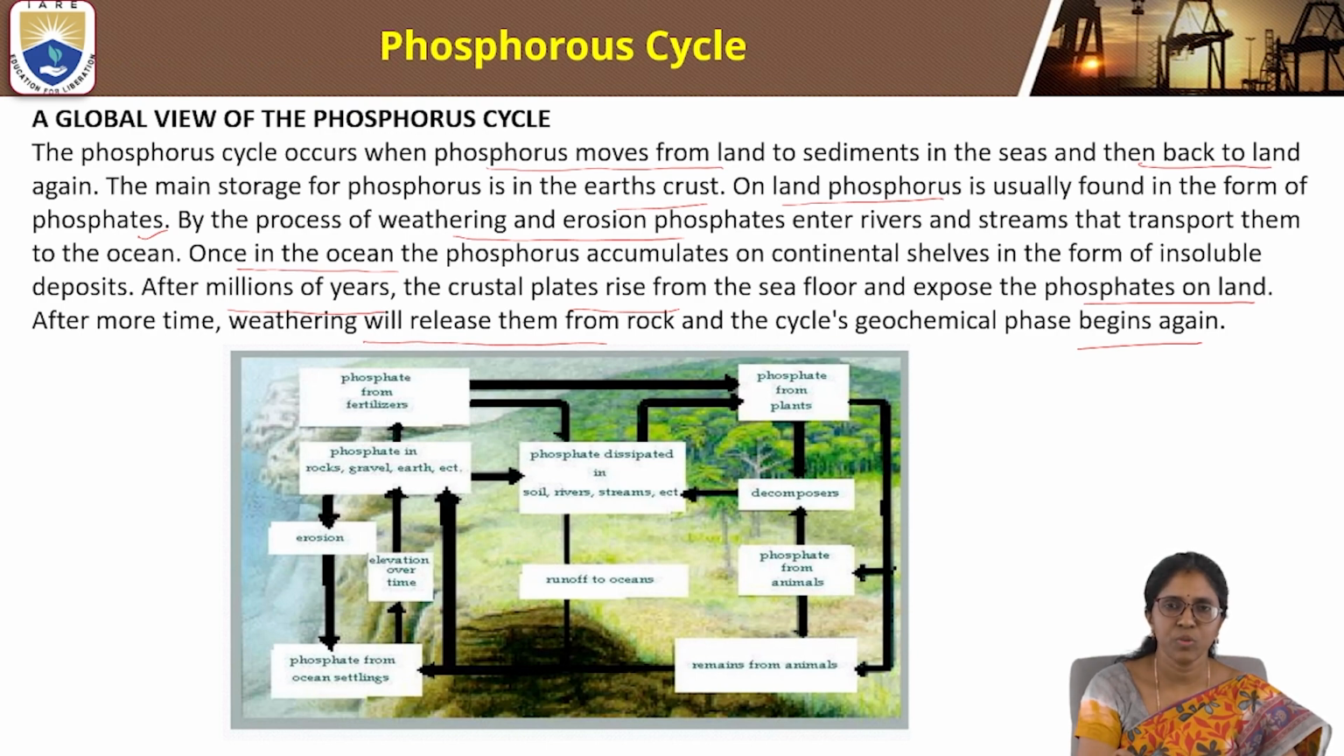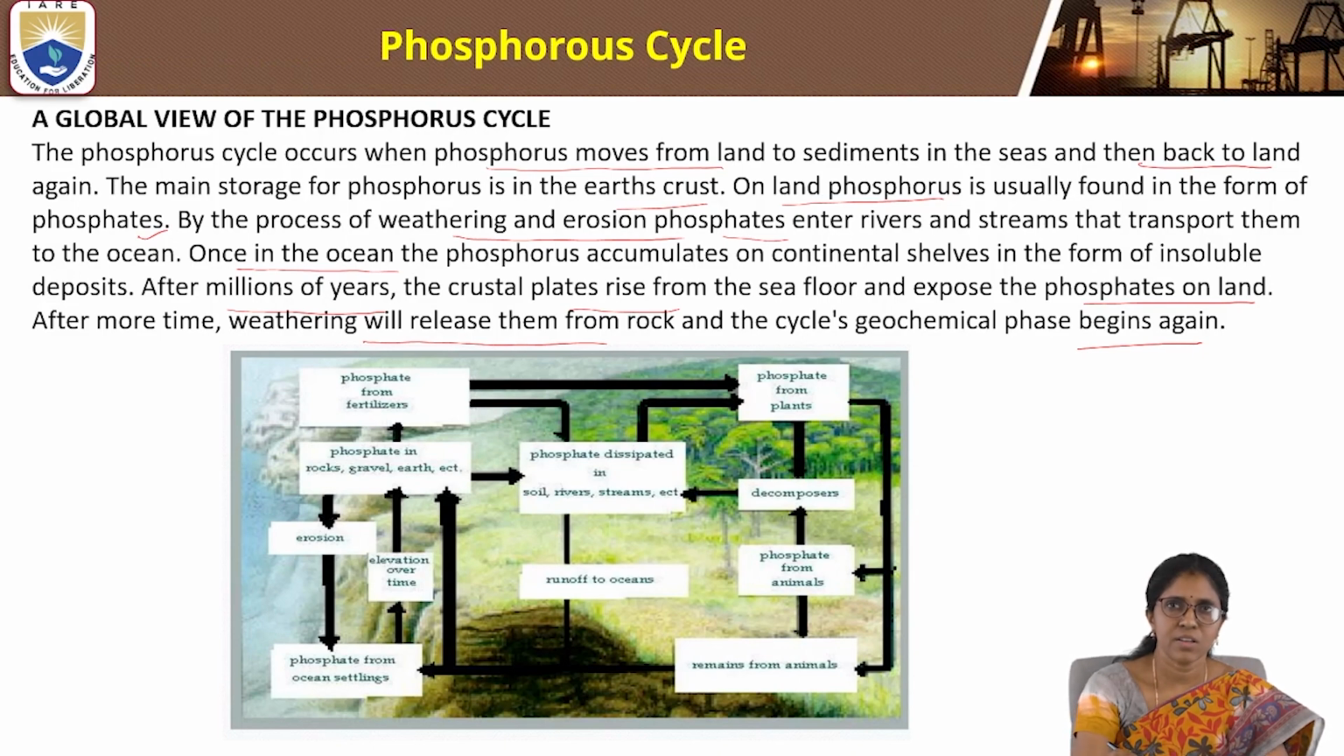So the phosphorus cycle means the movement of phosphorus from land to sediments and from sediments to land. We know that the main storage of phosphorus is the earth's crust. On land, phosphorus is usually found in the form of phosphates. By weathering or erosion, phosphates enter the rivers, and the rivers carry them into the ocean.